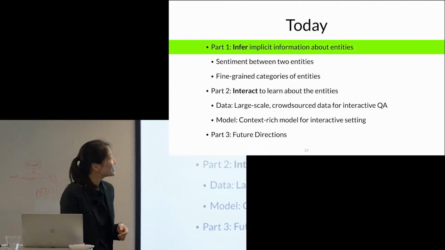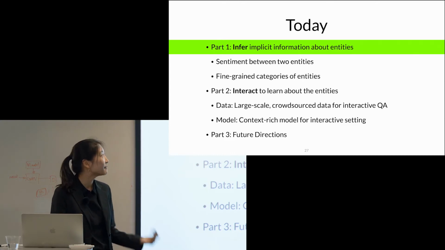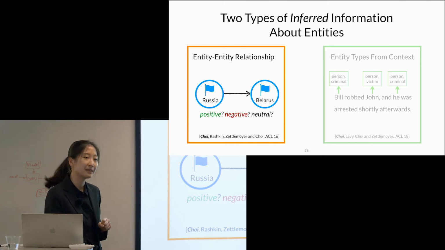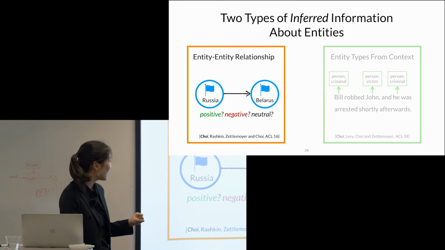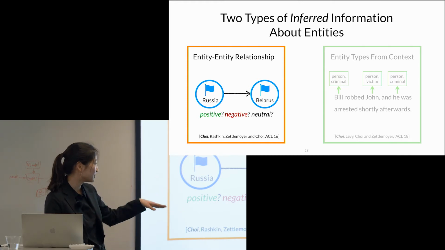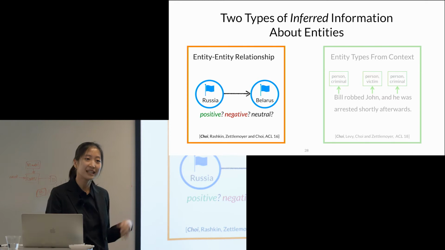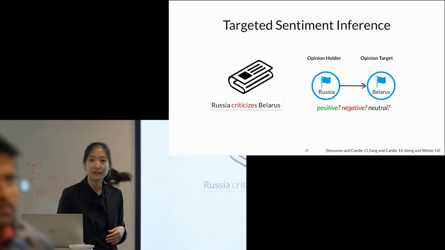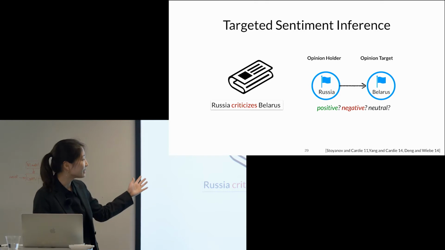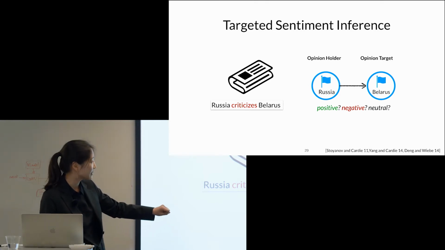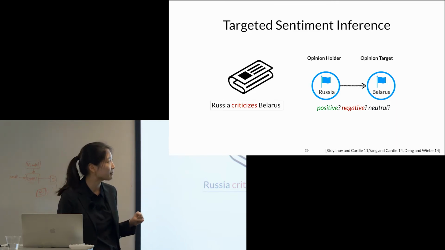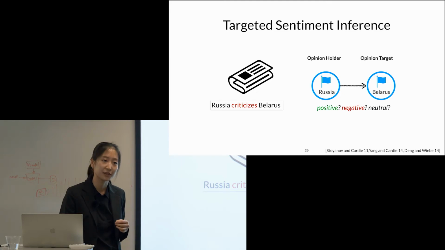Okay. So I'm going to dive into the first part, where I'm talking about inferring implicit information. Particularly, I'm going to focus on the relations between entities, sentiment relations. So say that there is a pair of entities, Russia and Belarus. You want to see whether it's positive or negative or neutral. It's a simplification, but sometimes it's useful to make this simplification to actually build models. So this task is called targeted sentiment inference. It has been studied in NLP in prior work as well, in a setting focusing on a single sentence. So you're looking at a single sentence and a single pair of entities and trying to find how they feel about each other.